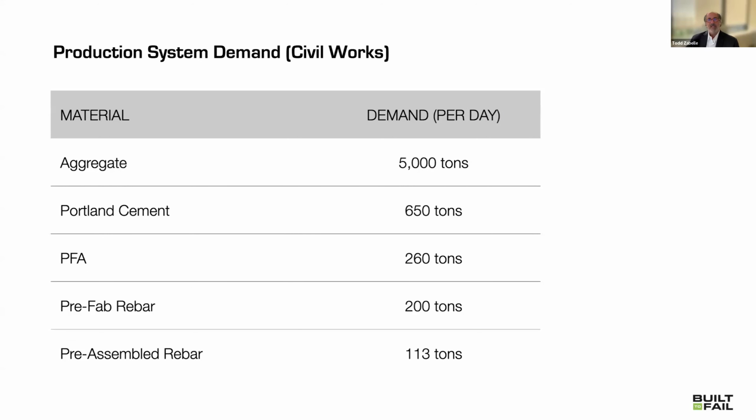Some of the demand, right? So we went out, we mapped the demand. That was incredible, because at the time, no one had ever done that. But per day, the project in the civil portion was going to consume 5,000 tons of aggregate, 650 tons of Portland cement. And you can see the rest there, 113 tons of pre-assembled rebar. Okay, I believe the offsite portion of the civil work was above 80%.